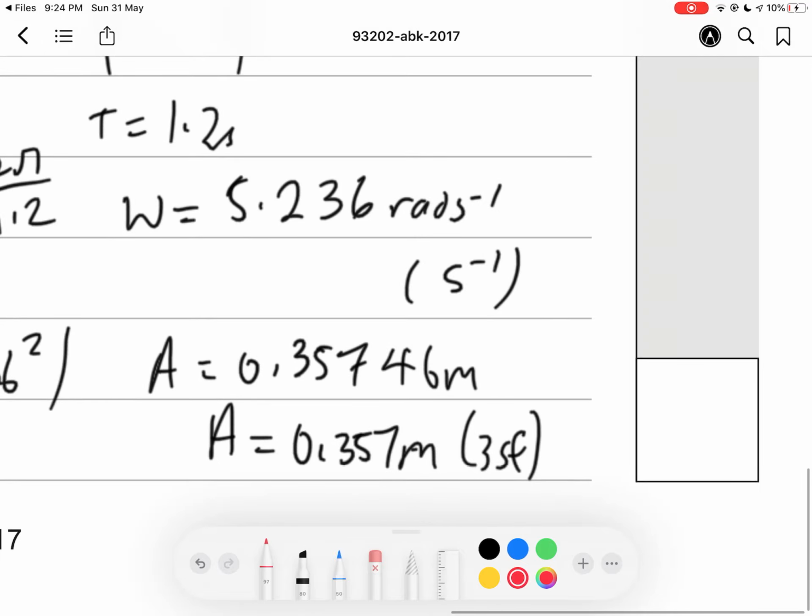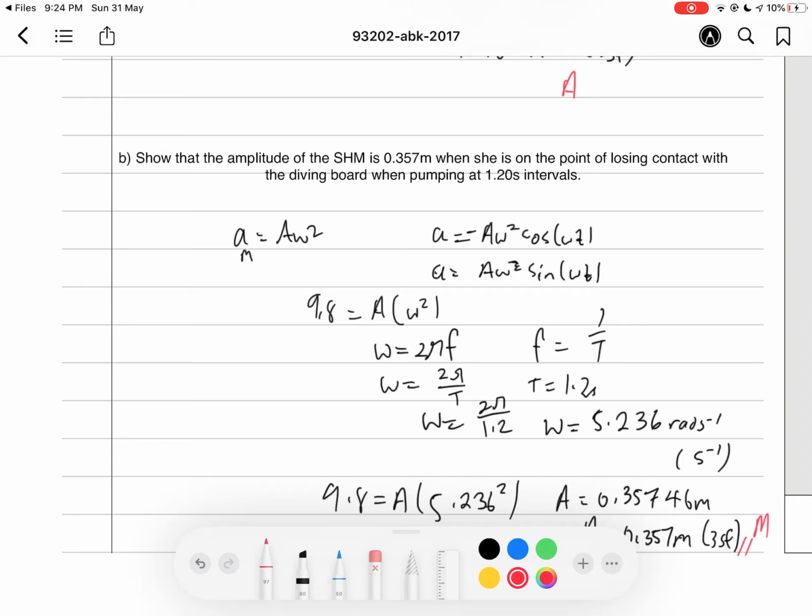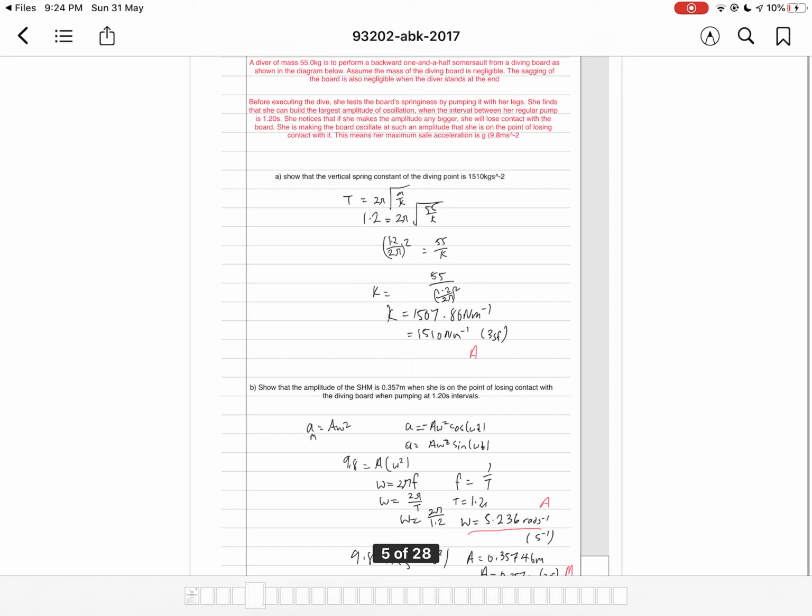I'm thinking it should be a merit level question. So if we can get up to here, that would most likely get you a merit grade. To get an achieved grade, if you can find the angular frequency, I think you could get an achieved grade, but I'm not 100% sure there.